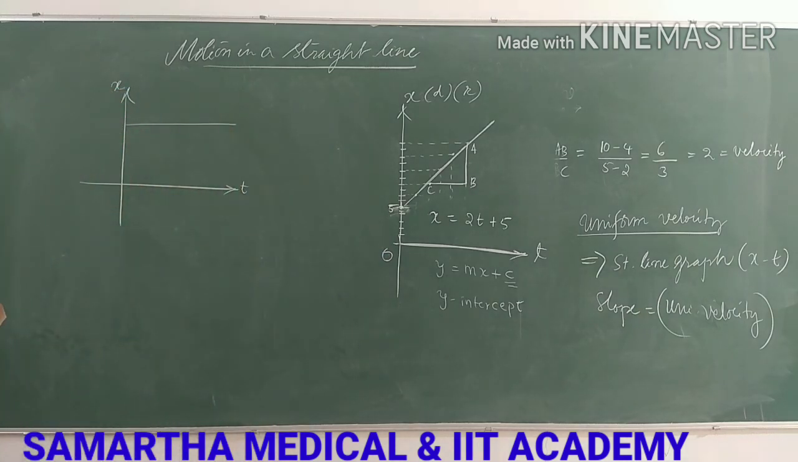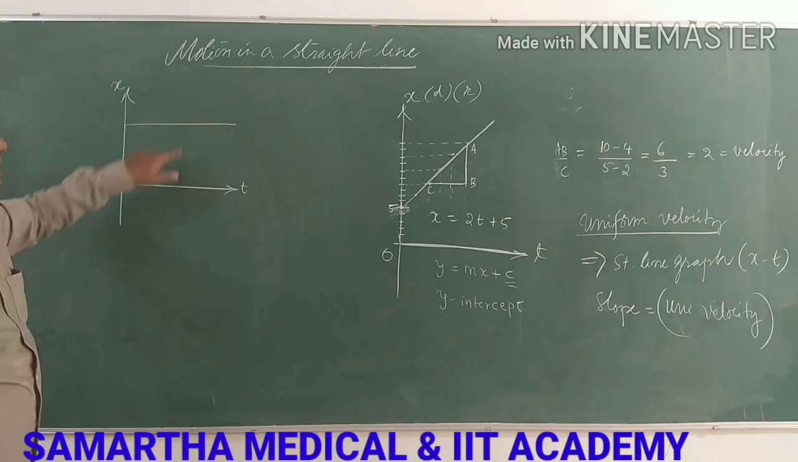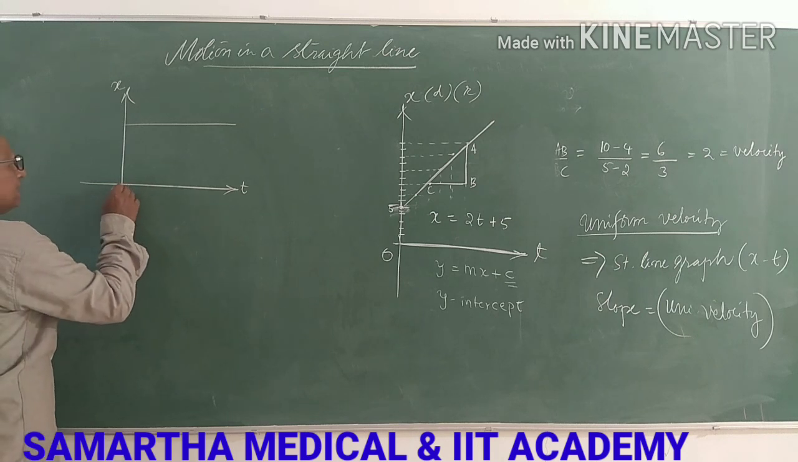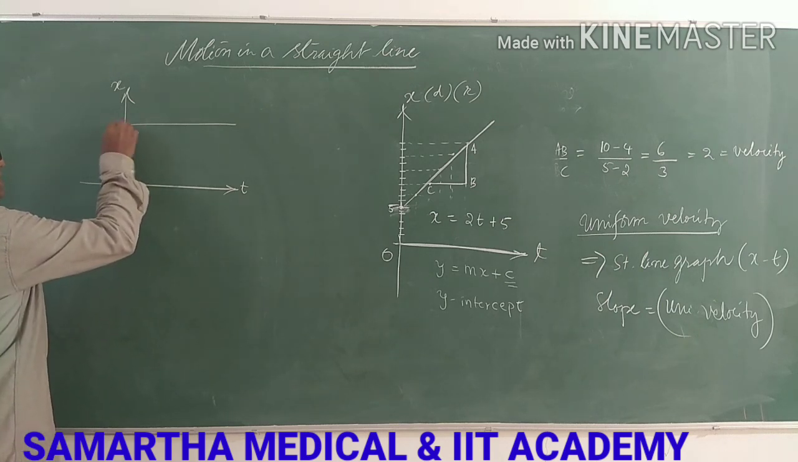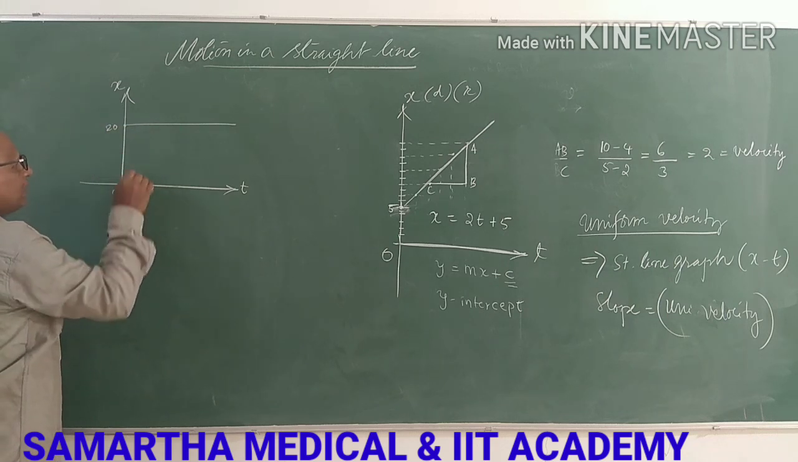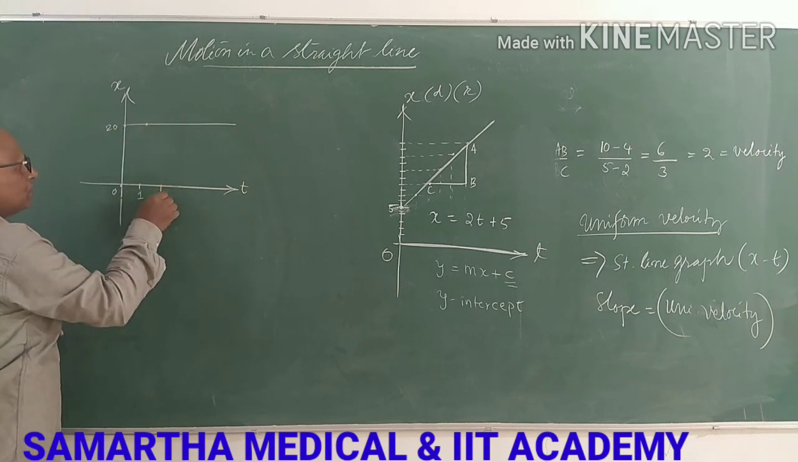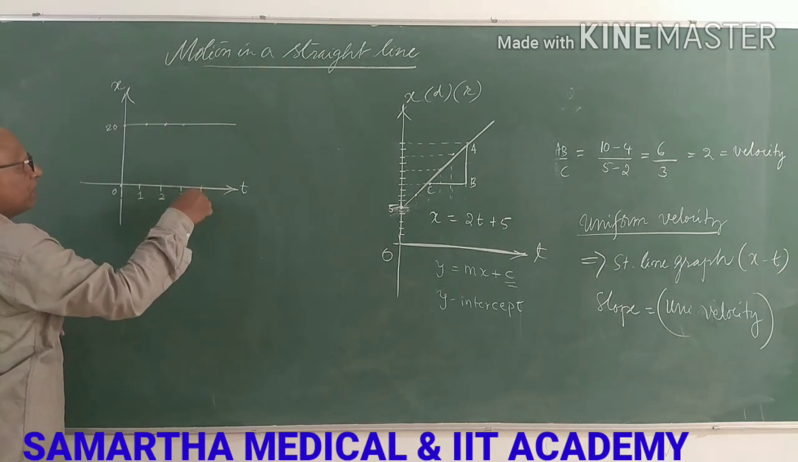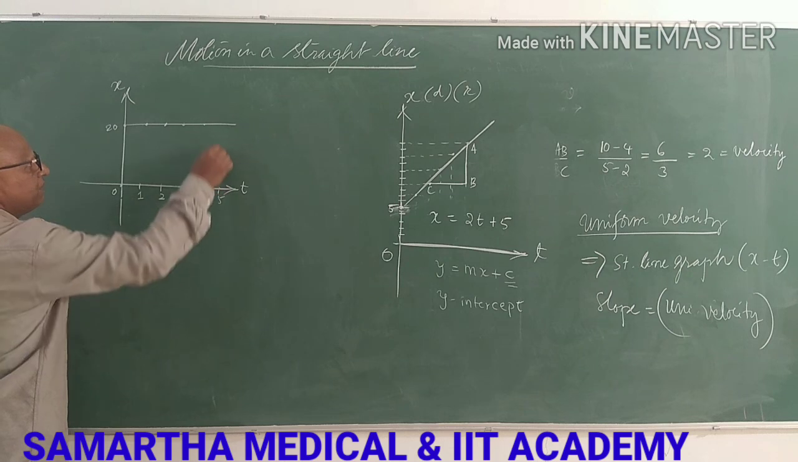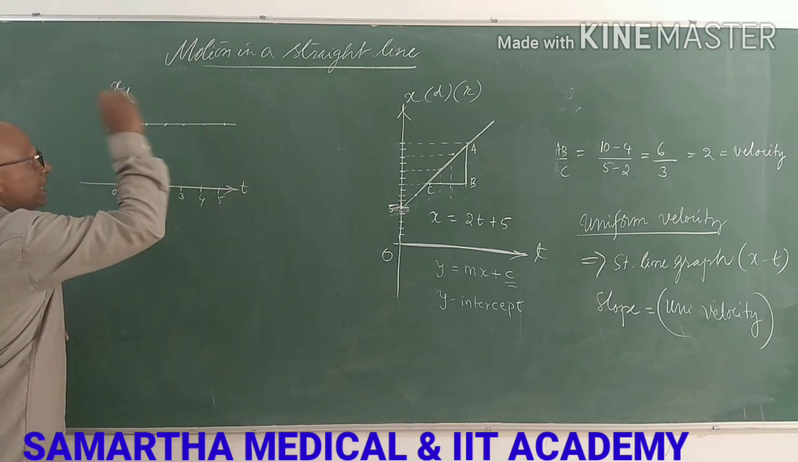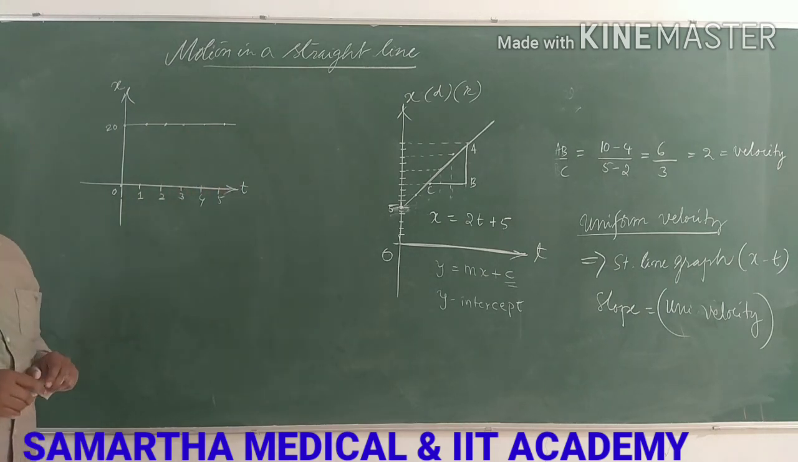But this is also a straight line graph, but this is a horizontal graph which is parallel to the time axis. What is the meaning of this? The meaning is very clear. At t is equal to 0, the position is 20 meters. At t is equal to 1 second, 20 meters. At t is equal to 2, 20 meters. At 3, 20 meters. At 4, 20 meters. At 5, 20 meters. It means that at all times, the particle is at the same 20 meters only.